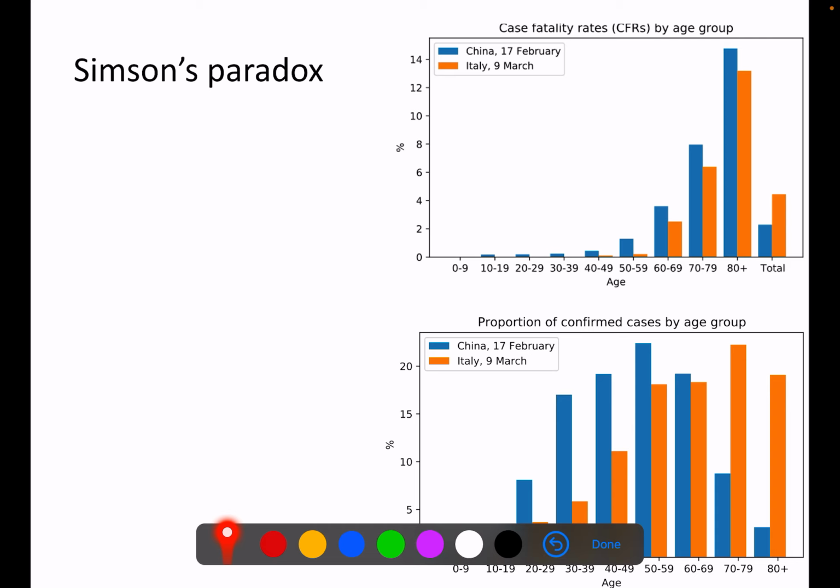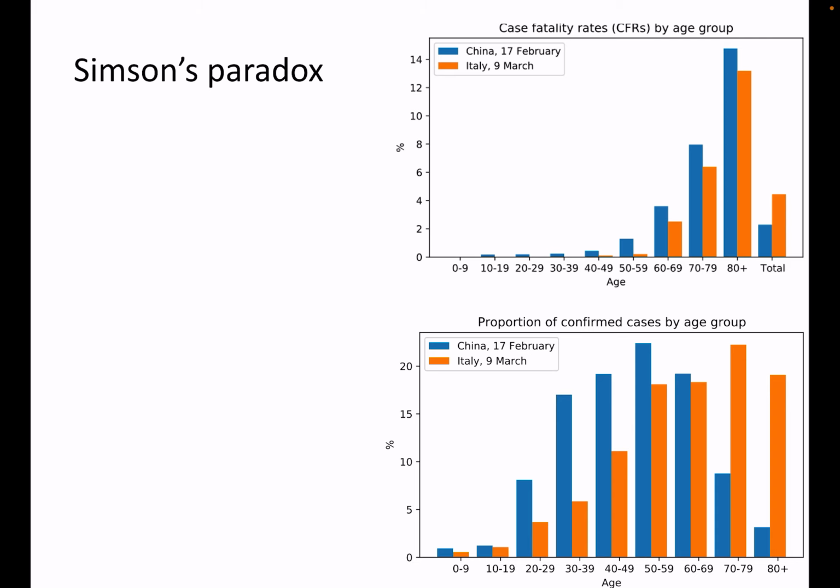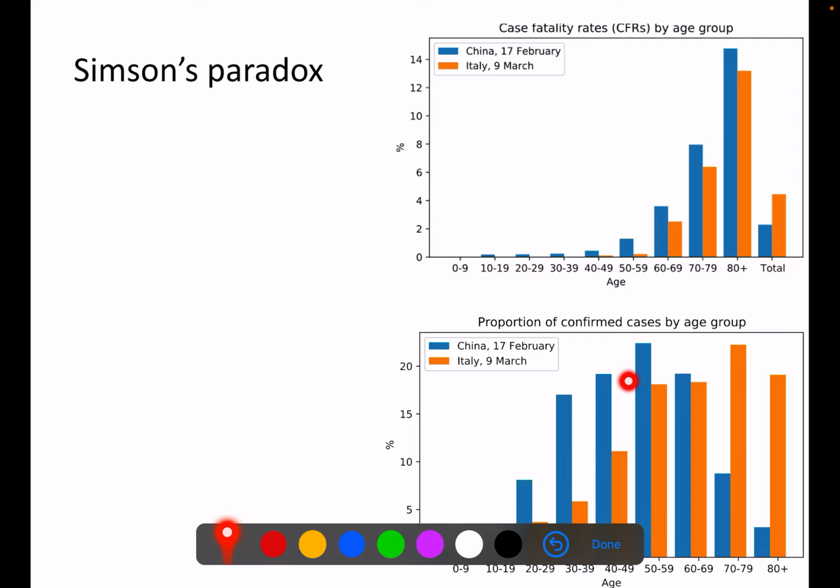So basically, the graph at the bottom should make things more clear. The graph at the bottom shows the proportion of confirmed cases by age group, right? And we see that in China, the confirmed cases are mostly in the younger age group, whereas in Italy, there's a large proportion of patients in the oldest age groups, 80 plus and 70 to 79, right? So basically we have more older patients in Italy.